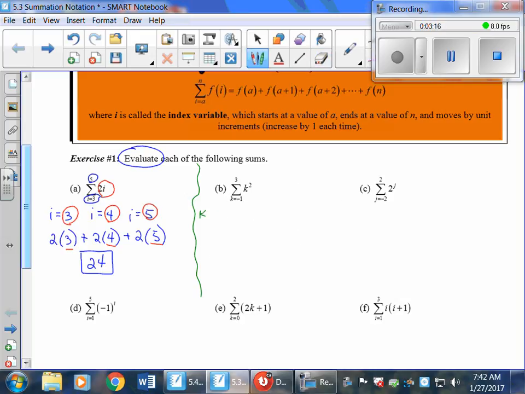Okay, K equals -1 and getting larger. So -1, 0, 1, 2, and 3. All right, so now it says K squared. So here, this is going to be -1 squared plus 0 squared plus 1 squared plus 2 squared plus 3 squared. So once we do all this, this comes out to be 1 plus 0 plus 1 plus 4 plus 9, and this comes out to be 15.